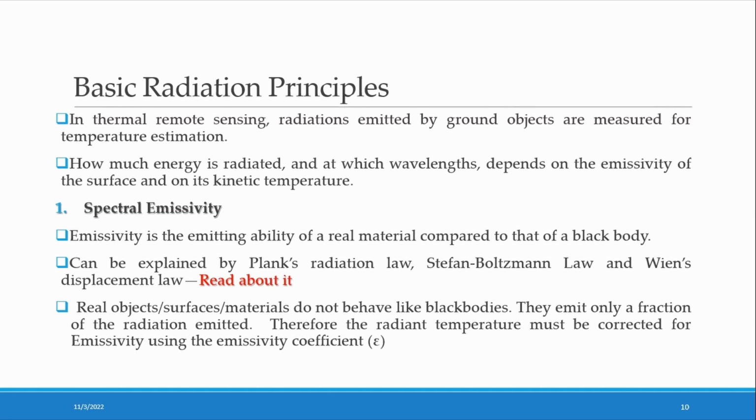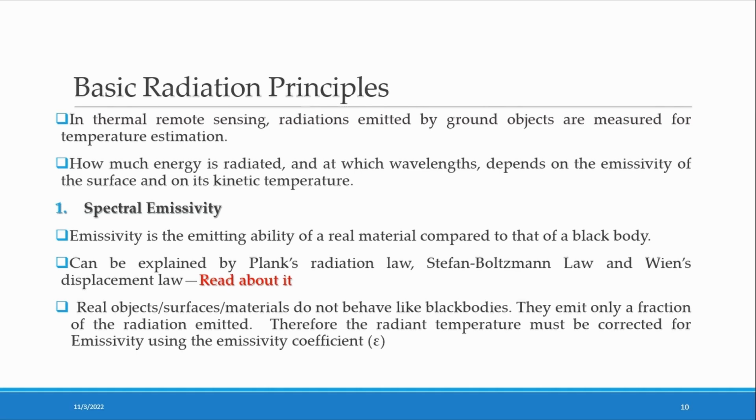Same thing said differently, real objects or surfaces do not behave like black bodies, and this is because they only emit a fraction of the radiation. Not all the radiation is emitted, some is absorbed. So they do not behave like black bodies, which are perfect radiators. That is the first principle that you need to understand: emissivity.